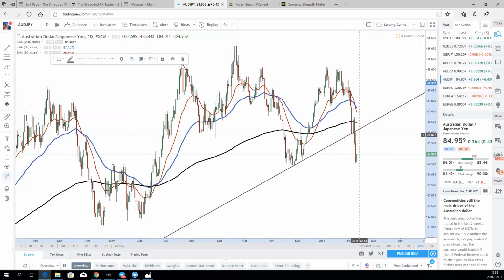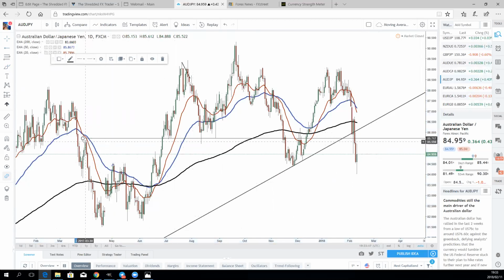So if we look at the level of support around this region here, you can see it marries up with this level here, supported, resisted. So here we should get a pullback to this level before we come down.